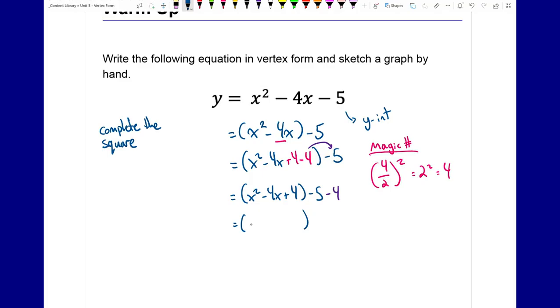So in this case, it is going to be x for the first term, 2 for the second term, the square root of the first number, the square root of the last number, and then the sign is going to be negative because that is the sign between the first two terms. That is going to be squared. And then on the outside, I have minus 5 and minus 4, and combining those like terms, I get minus 9. Therefore, my equation in vertex form is y equals (x minus 2) squared minus 9.